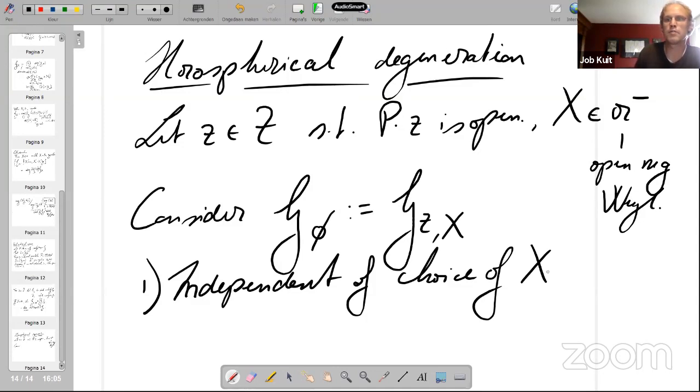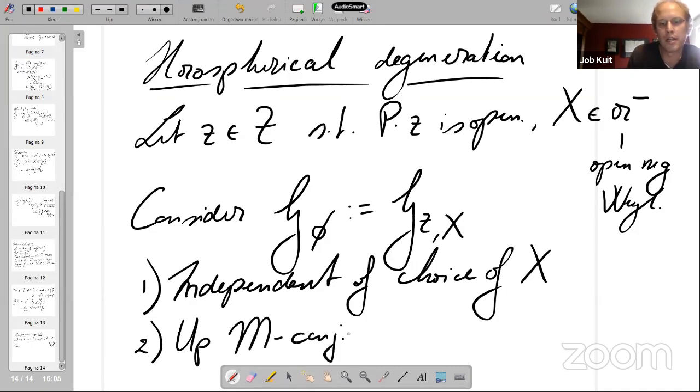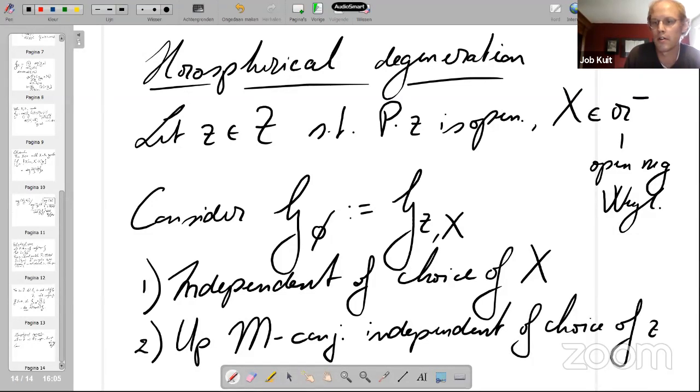And it's almost independent of the choice of Z. There is an annoying thing that is left. So up to M conjugation, it is independent of the choice of the base point. So actually what would be better is if you would look at M conjugacy classes, the M conjugacy class of this subalgebra. That is really the invariant thing. Good. So as I said, this is our basic limit.